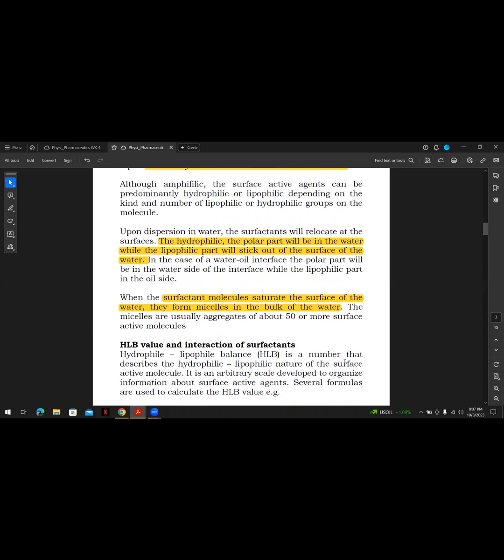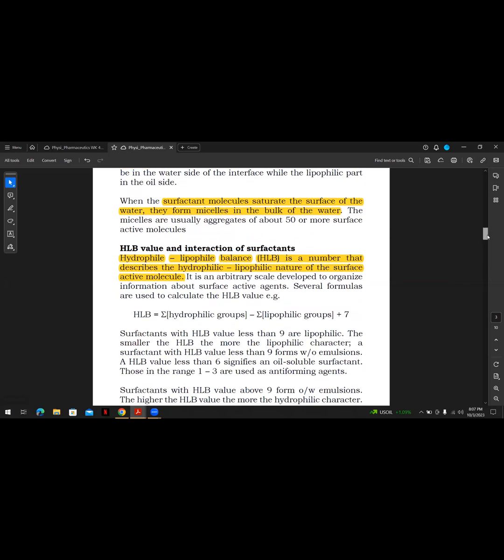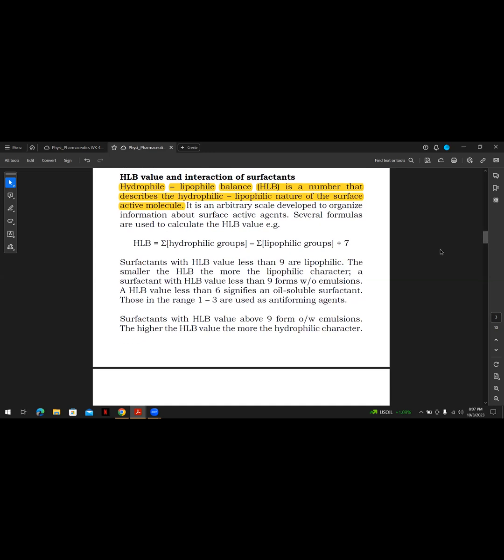So HLB value and interaction of surfactants. HLB is the hydrophilic lipophilic balance. Like we've said, surfactants have a hydrophilic part and also a lipophilic part. So HLB is the number that describes the hydrophilic lipophilic nature of a surface active molecule. It explains whether the surfactant has more hydrophilic groups or lipophilic groups. It's an arbitrary scale which was developed to organize information about the surfactants. There are different formulas used to calculate HLB value, and this is one of the examples. It shows the summation of the hydrophilic groups minus the summation of the lipophilic groups plus 7. That will be the HLB value.